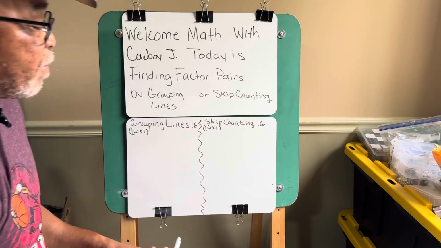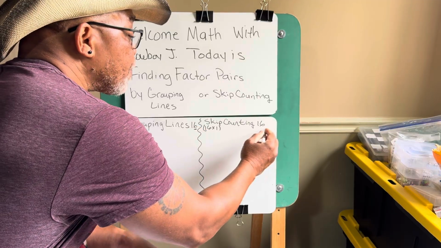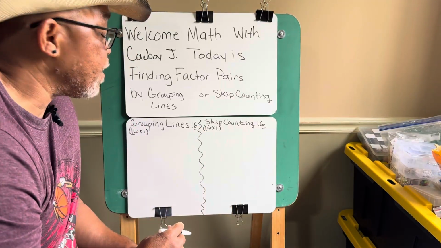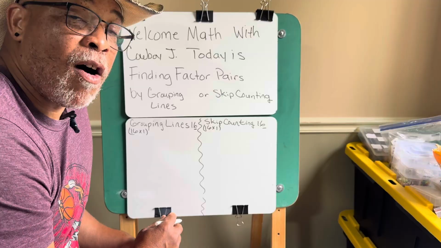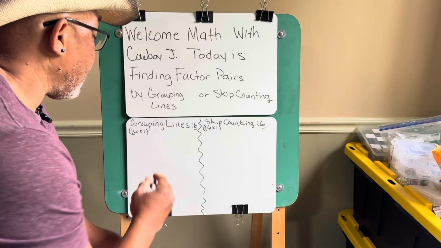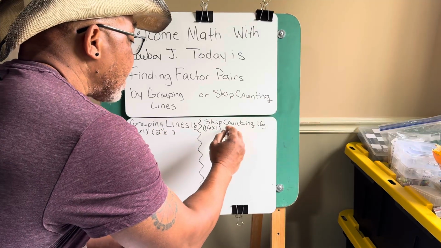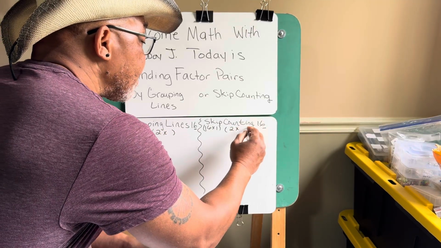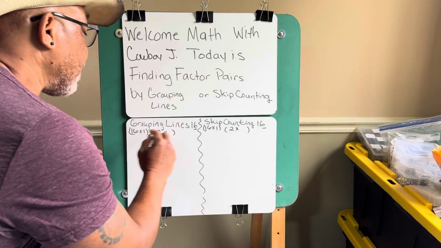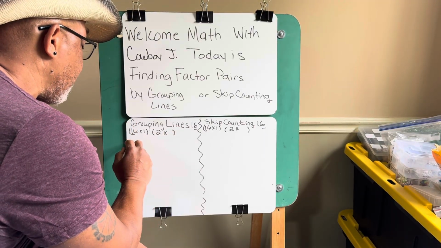Next, we want to see if the number is prime or composite. So we have a 6 right here in the ones place. And we all know that 0, 2, 4, 6, 8, all even numbers share 2. So since 6 falls in there, we know that it shares 2. Our job right now is to find the second number. So by grouping lines, I'm going to write out 16 lines and groups of moving by 2.